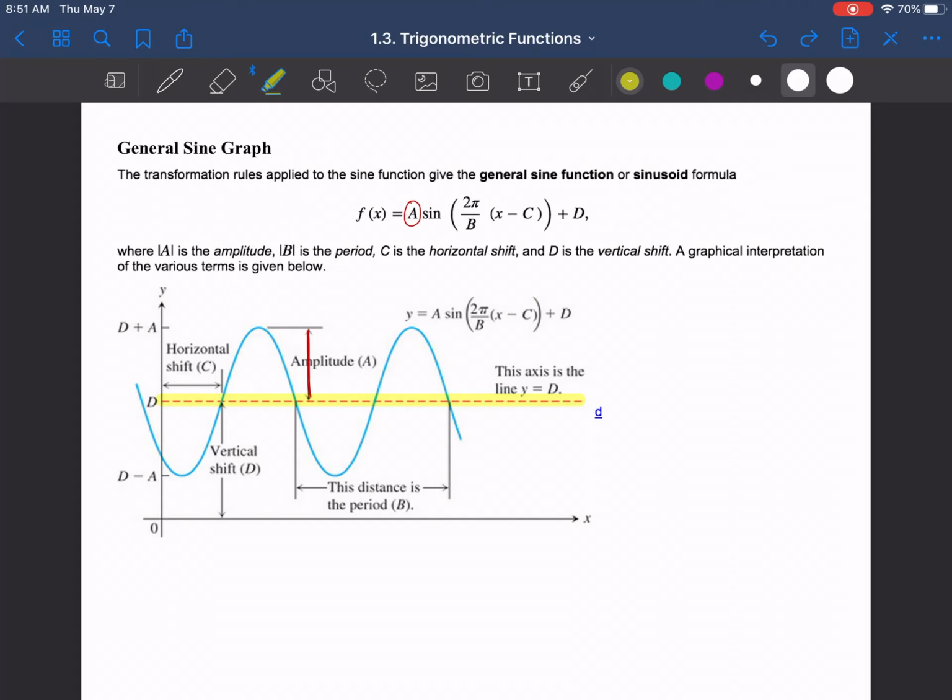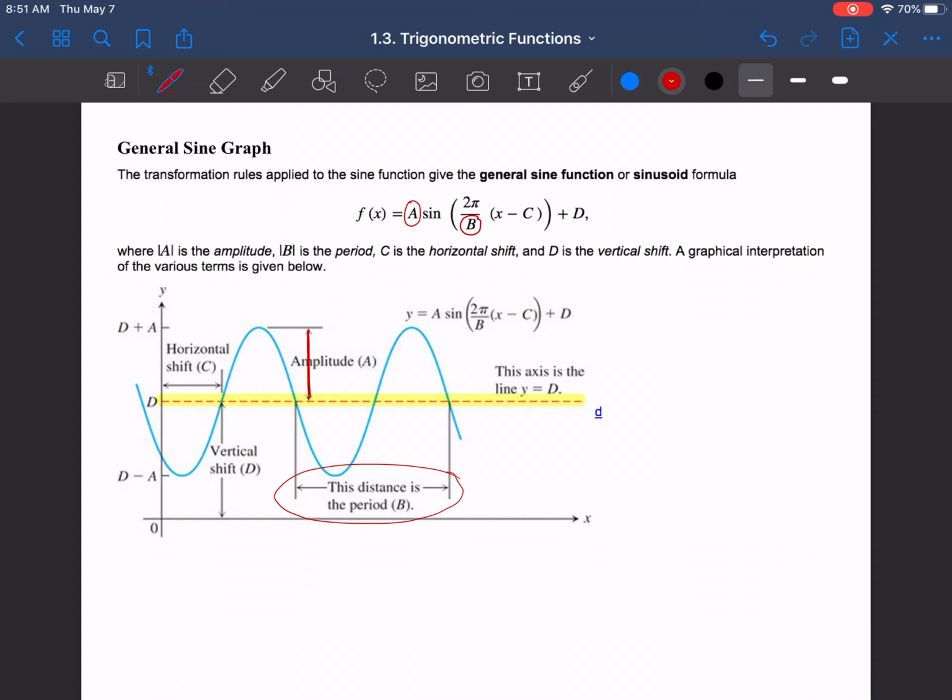B is called the period. That's this number right in here. And we were just talking about it, and it's this distance right here. This is the period right there. Okay, and you get it by taking whatever is out in front there and setting it equal to 2 pi over b, and b is that period in the bottom.